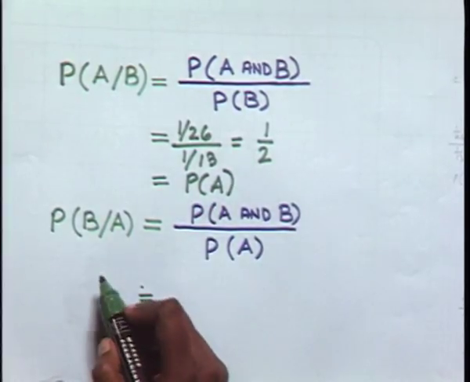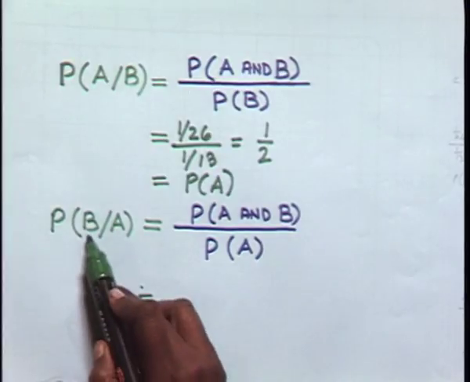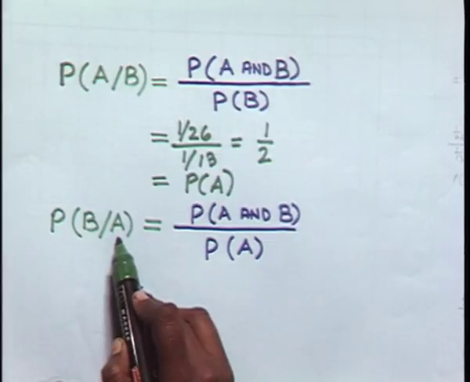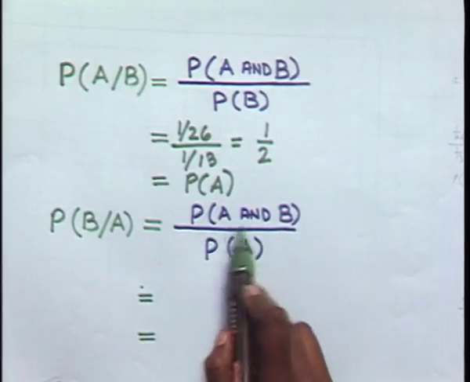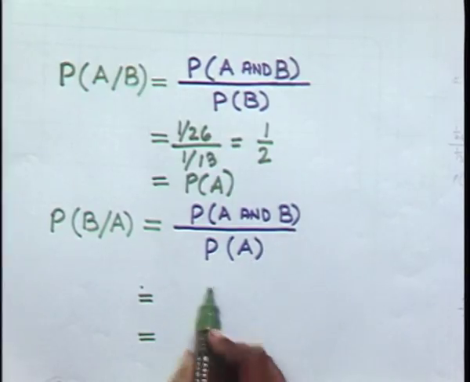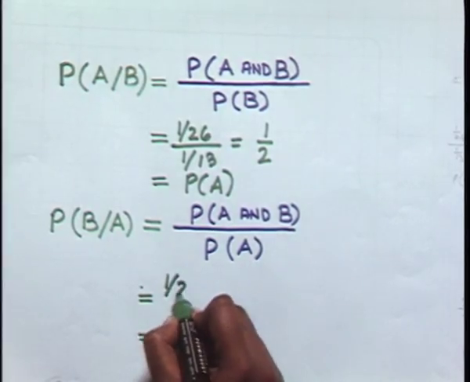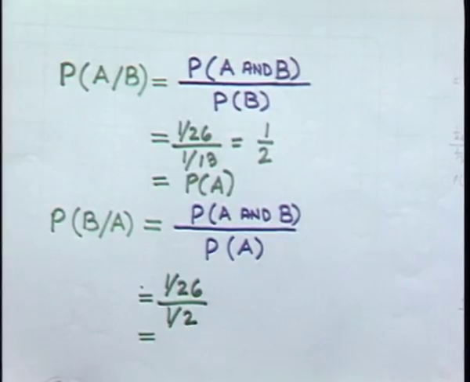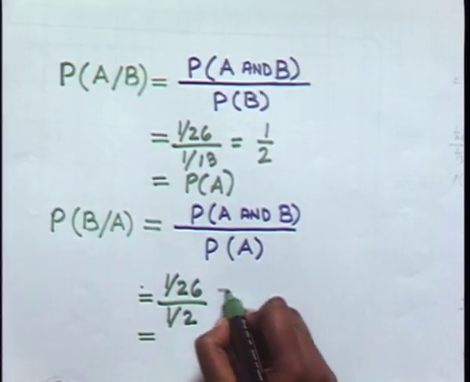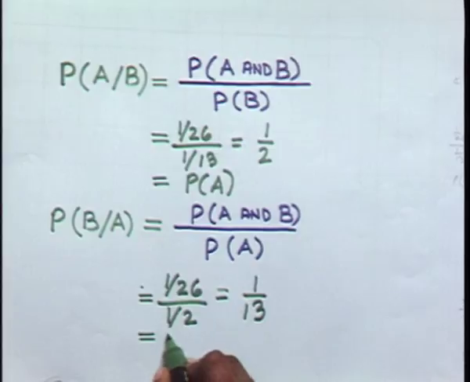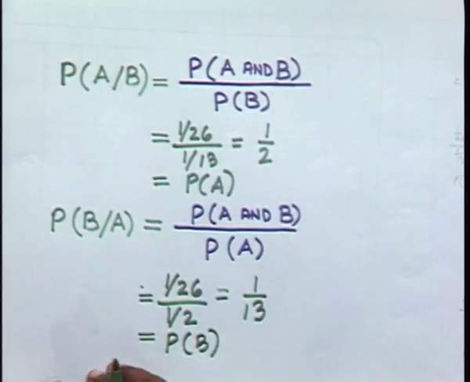Again, let us suppose that we have to find out probability of event B when event A has already occurred, that is given by probability of event A and B upon probability of event A, which is equal to 1 upon 26 upon 1 upon 2, that is equal to 1 upon 13, which is nothing but probability of event B.